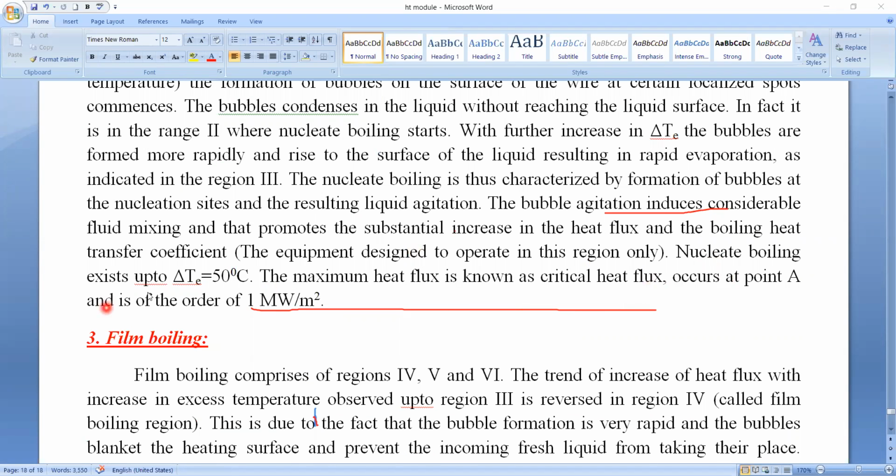Nucleate boiling exists up to when the excess temperature is 50 degrees centigrade. As I said, nucleate boiling starts when the temperature difference is 5 degrees centigrade or more, and it continues up to a temperature difference of 50 degrees centigrade. The maximum heat flux is known as the critical heat flux, which occurs at point A, and it is of the order of 1 megawatt per meter square. So this is the maximum heat flux at the critical point, point A.